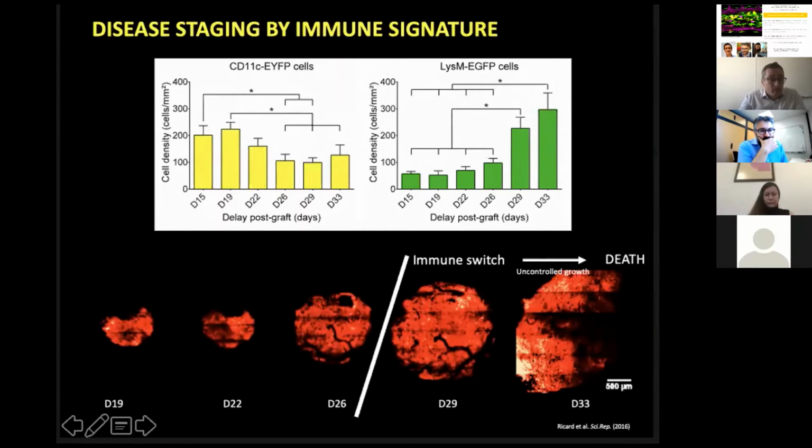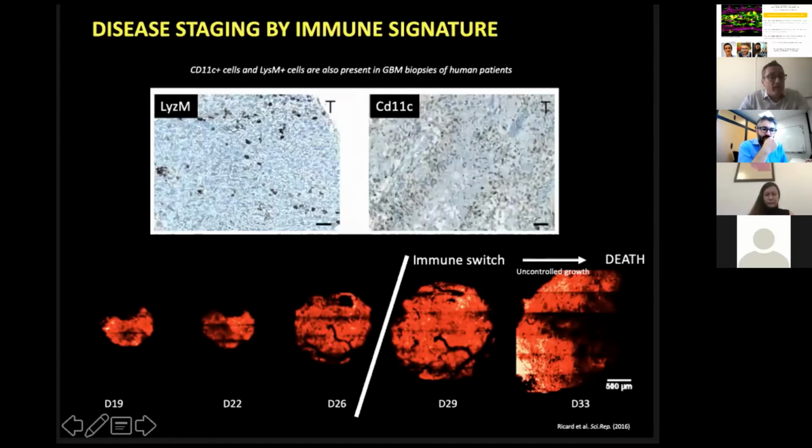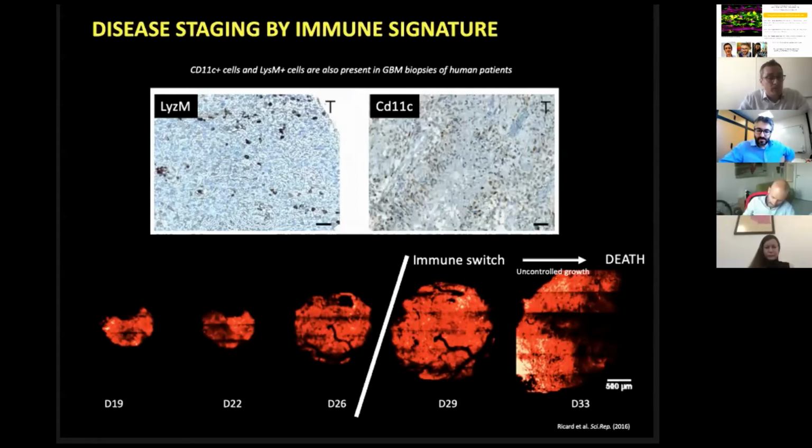These two markers were also found in the tumors of about half of the patient biopsies that we analyzed, meaning that indeed the peripheral marker and the microglial marker are most likely able to stage the disease, and possibly by ratioing the density of these two types of cells, it is possible to set up a prognosis on the evolution of the tumor.